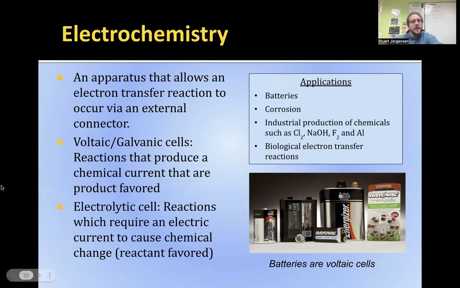Air quotes. So if you hear voltaic or galvanic, that means they're spontaneous. They produce free energy. An electrolytic cell means you got to put energy in. That would be non-spontaneous. K would be less than 1. For voltaic, K is greater than 1. For electrolytic, K is less than 1, non-spontaneous or reactant favored.